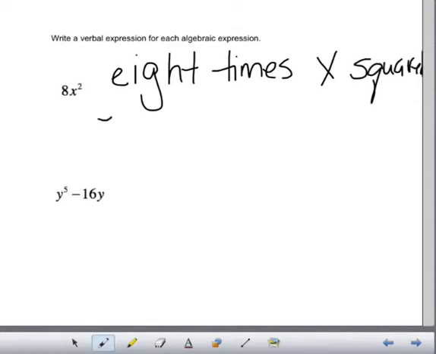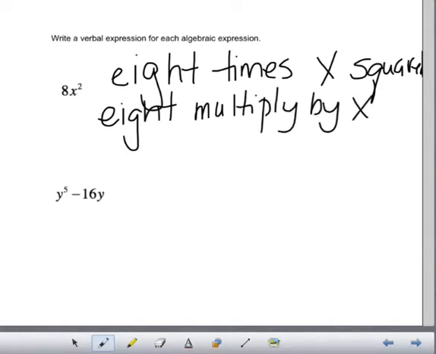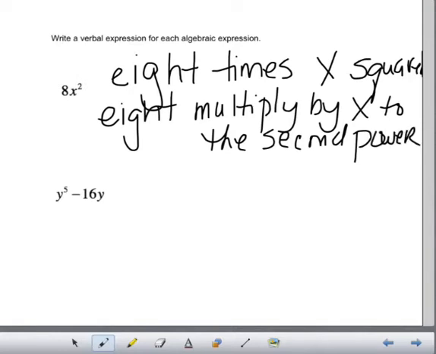Okay, would it be wrong to do 8 multiplied by x to the second power? No, that's the same thing. Okay, you just have to take it and put it into word form. You're writing it into word form. Would it be wrong if I said 8 times a number to the second power? No, because then I might put in a different variable, but it's really meaning the same thing, right? So any of those would be okay.